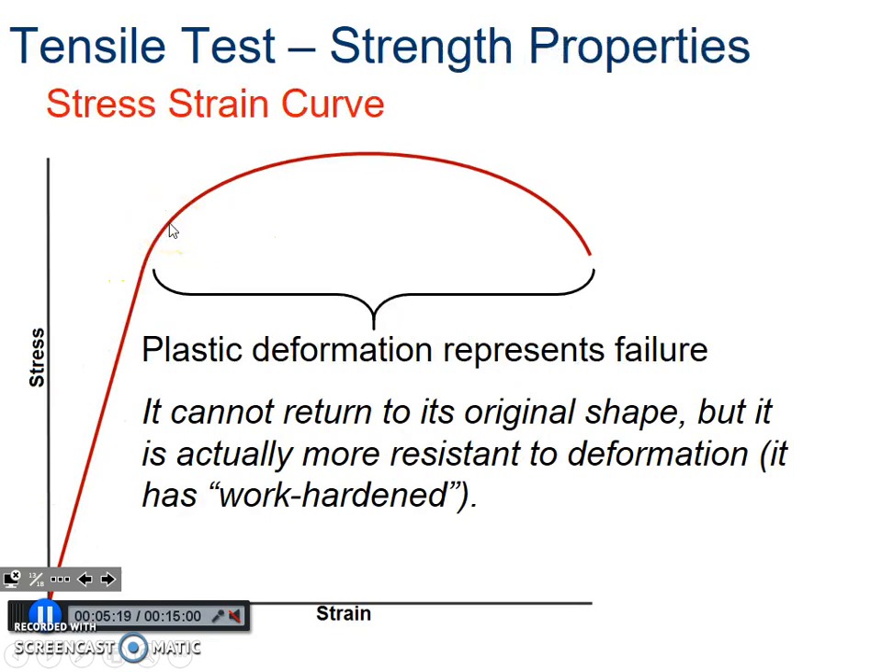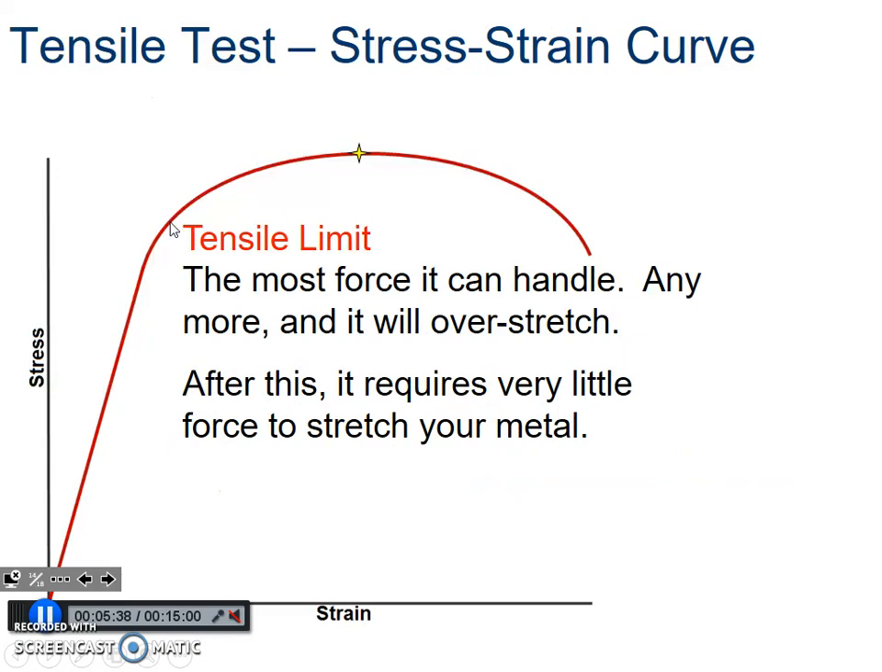Now you're going to reach plastic deformation. This is where you cannot return to the original shape. It will be forever hardened. Even if you try to bend it back, you cannot rebend it back to its original shape. It's called work hardening. You can bend a paper clip, but you cannot rebend it back exactly the same way. Then you have the tensile limit right here at the top. That's where you have the most amount of force, but it's also when it is strongest.